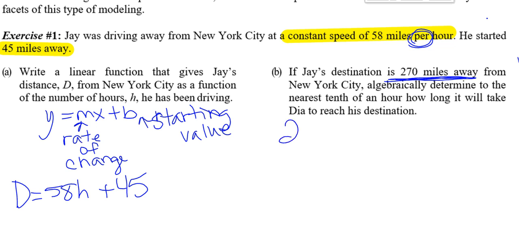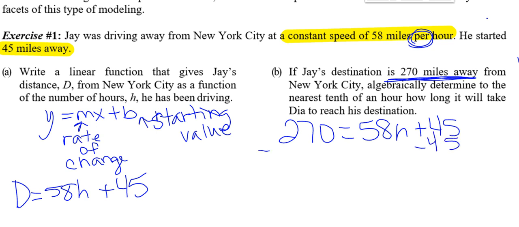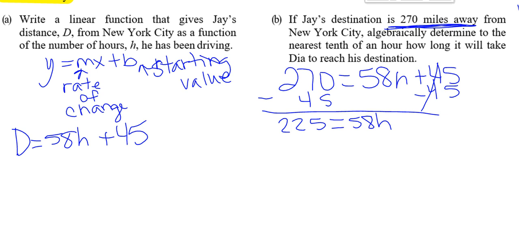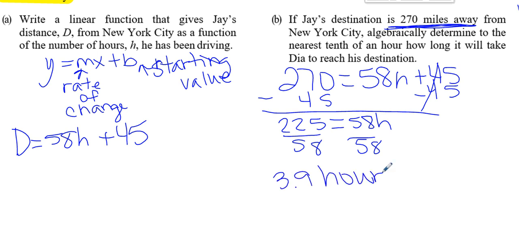270 equals 58h plus 45. And I'm just solving for h here. So I'm going to subtract 45 from both sides. And I would get 225 equals 58h. Then divide both sides by 58. And I'm going to have 3.9 hours. Remember, it says round to the nearest tenth.